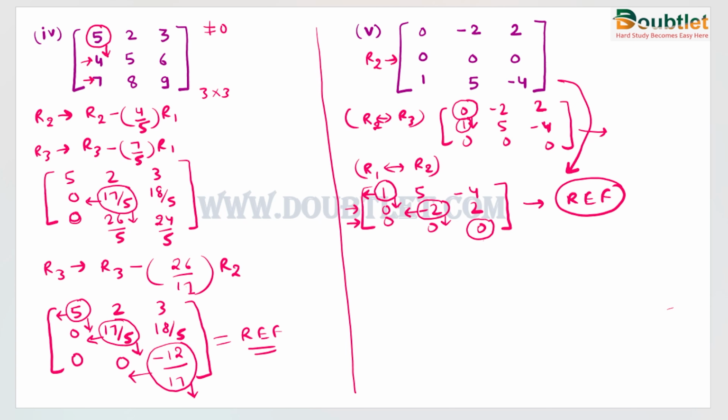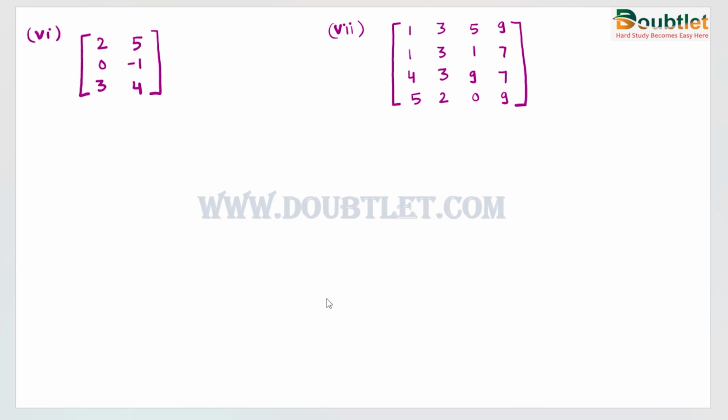Now we will discuss another 2 examples. This is a column matrix and this is a 4 cross 4 matrix. With all these matrices, if you practice more by keeping these conditions in mind, then definitely you will be able to find the row echelon form. So first we will check whether any 0 row is present. As every row has a non-zero element, it means no 0 row is present. So we do not need to interchange any row.